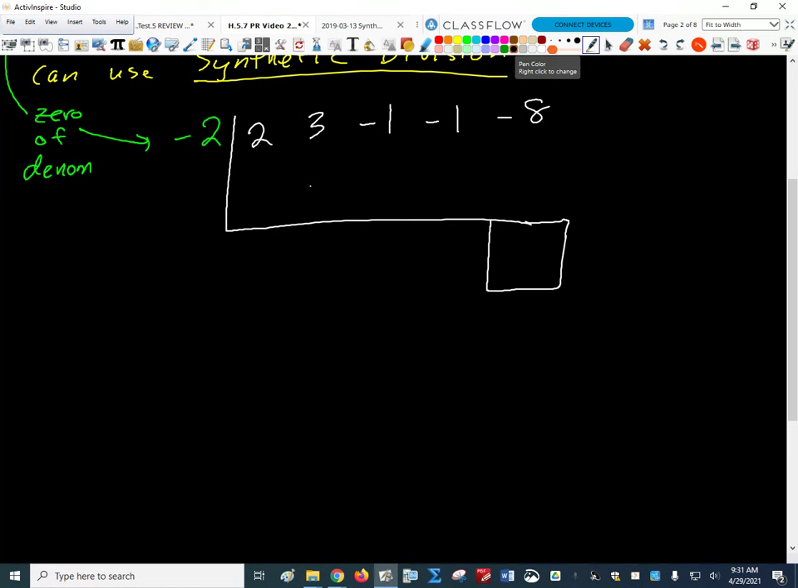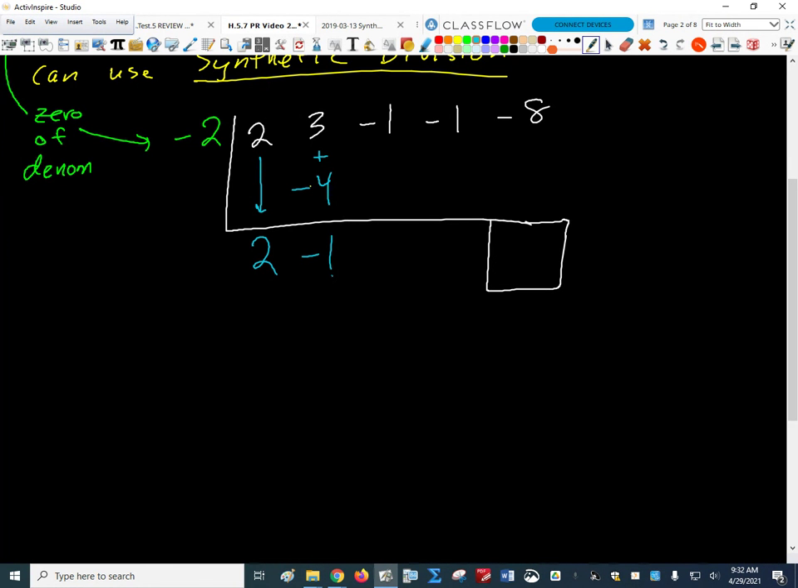So here's the process. You're just going to drop the first coefficient down. That starts the ball rolling. You drop the first coefficient down under the bracket, and whenever a number appears below the bracket, you're always going to multiply by the outside 0 and add it, not subtract. With synthetic division, it's always a process of adding instead of subtracting. It's the opposite of long division. So -2 times 2 is -4, and I'm going to add those to get -1.